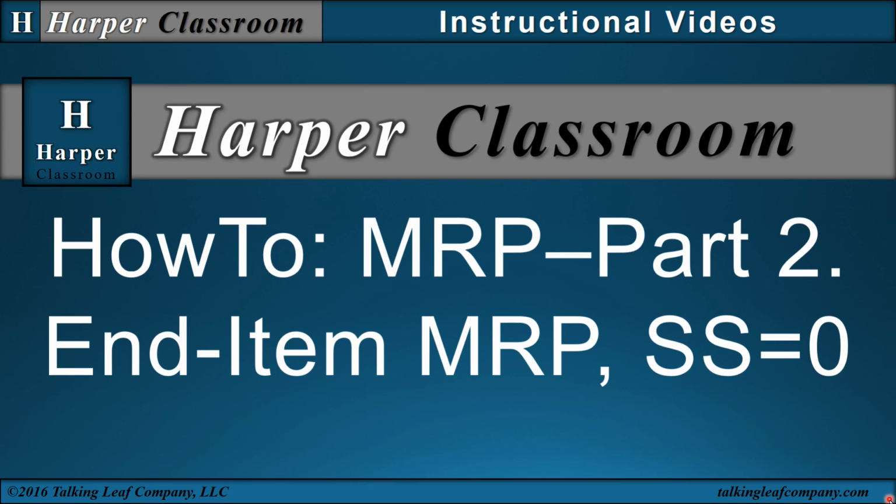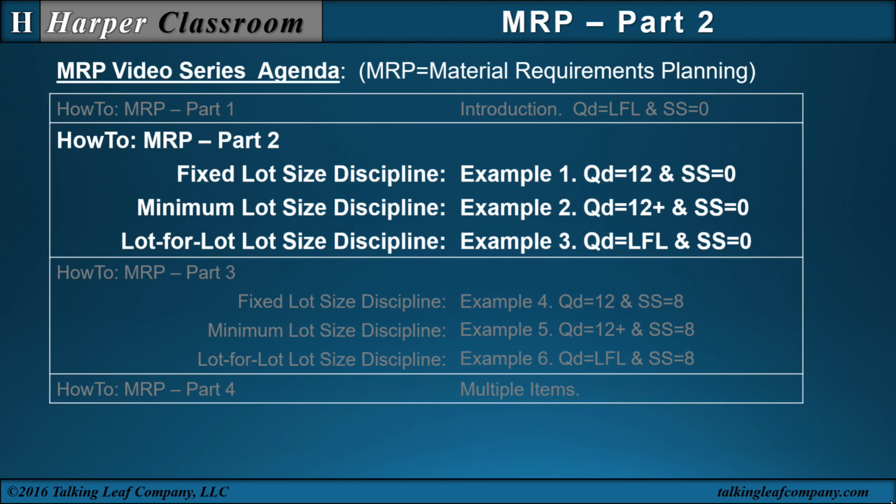This how-to video is on MRP Part 2, the End-Item MRP with a safety stock of 0. The MRP video series on material requirements planning is a 4-part series. This video is Part 2, where I look at 3 different MRPs with a fixed minimum and lot size discipline and a safety stock of 0.